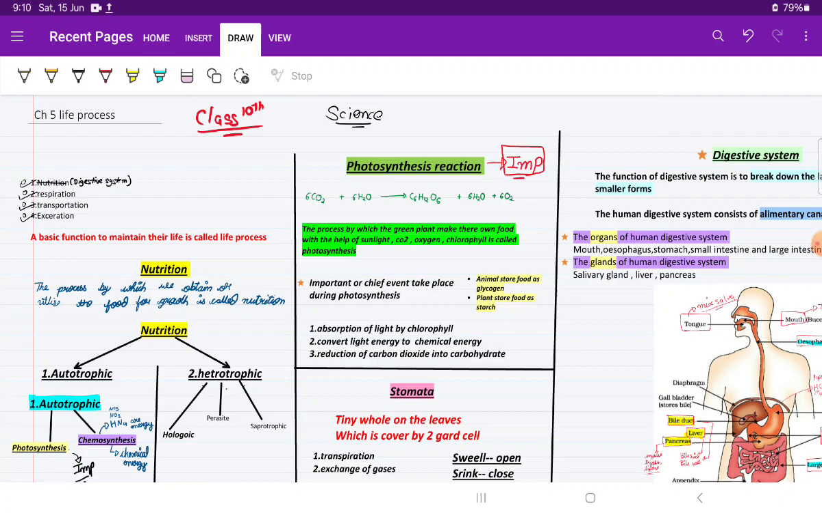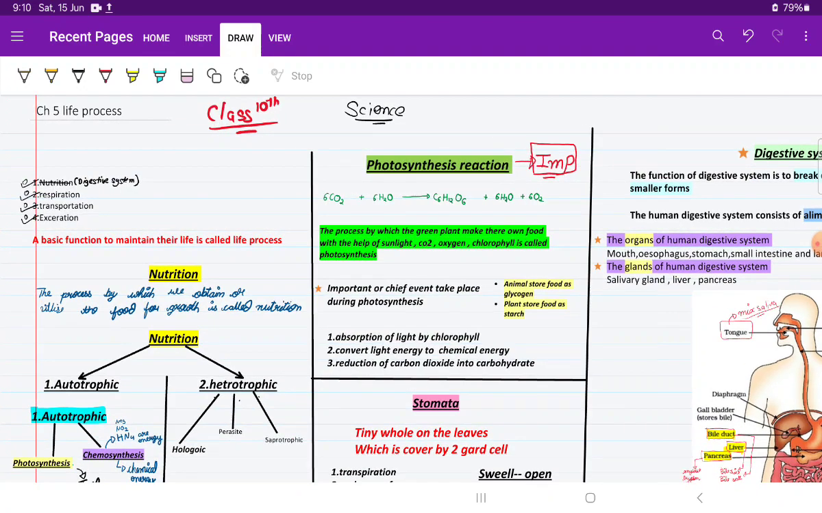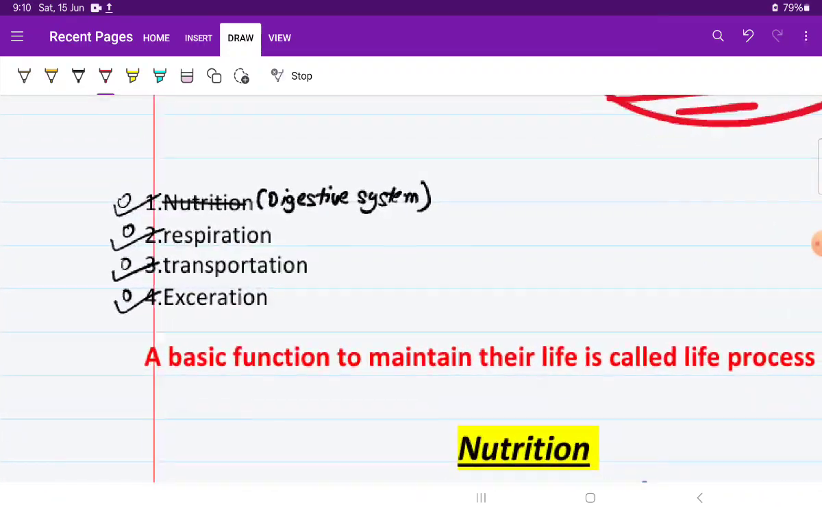Okay, let's start with our new chapter, Life Processes of Science. Chapter number 5 of Science, class 10th. I hope you are enjoying class 10, and we are going to complete our chapter number 5. This is a one-shot lecture of Life Processes. We will complete this chapter in this video. Now let's quickly start our chapter.